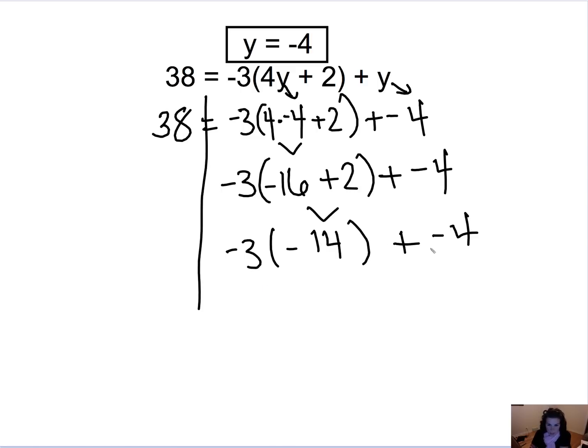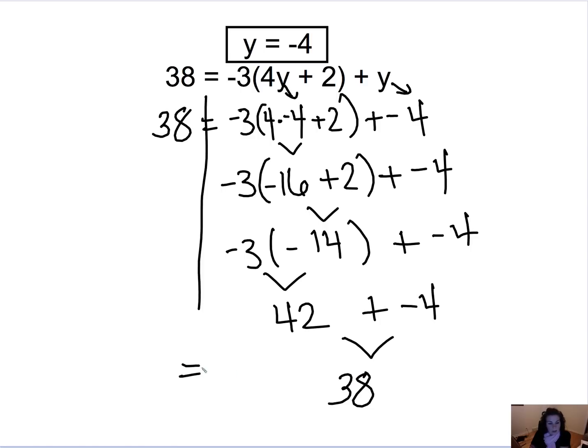Now we have multiplication and addition. I need to do the multiplication first, so -3 times -14 is 42, and then plus -4 is my last step, which is 38. On the left-hand side, we don't have anything to do. I just bring down the 38. These are equal. So that is correct.